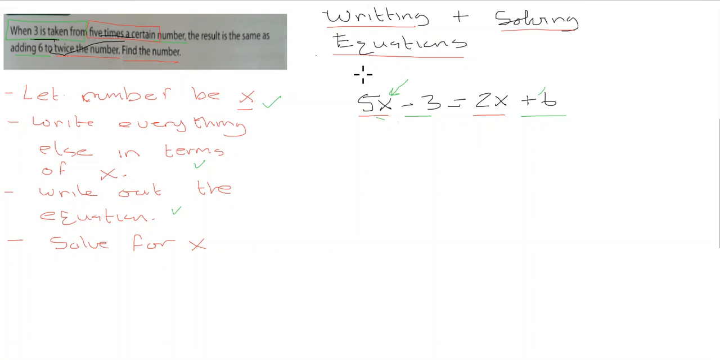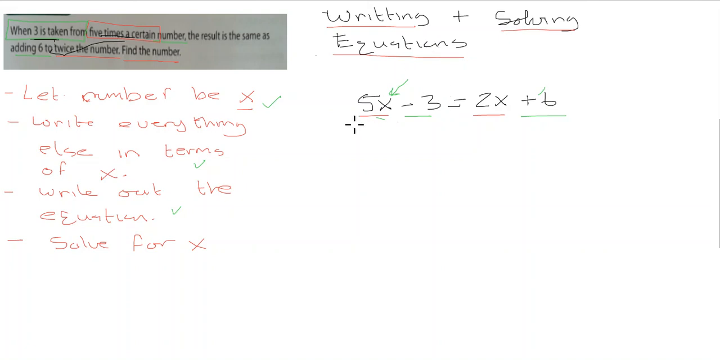So let's work through this question, using the algebra that we've learned. We see here 5x minus 3 is equal to 2x plus 6. We want to get the x's on the left hand side, and then once we have the x's on the left hand side, we want to get rid of all the numbers around the x and find out what that's equal to.